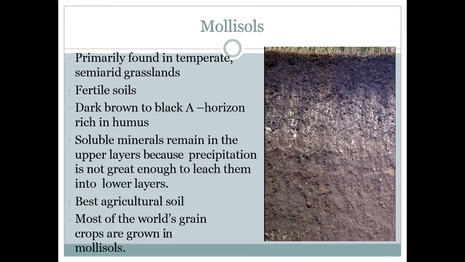Next, we have the mollisols. So the mollisols are primarily found in temperate, semi-arid grasslands, and they are considered to be fertile soils. They have a dark brown to black A horizon and are rich in humus. Soluble minerals remain in the upper layers because the precipitation is not great enough to leach them into lower layers. So usually these are areas that are semi-arid, the somewhat hotter ones. And mollisols are actually the best agricultural soil. So most of the world's grain crops are grown in mollisols.